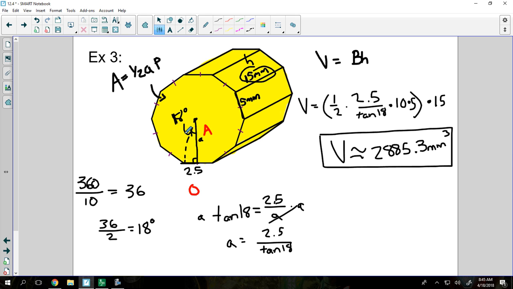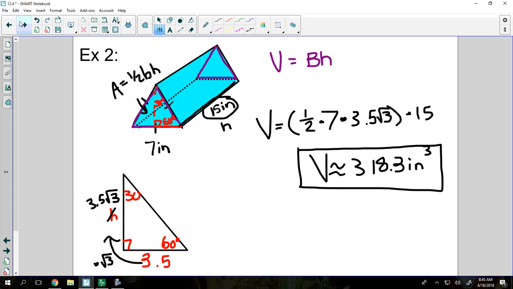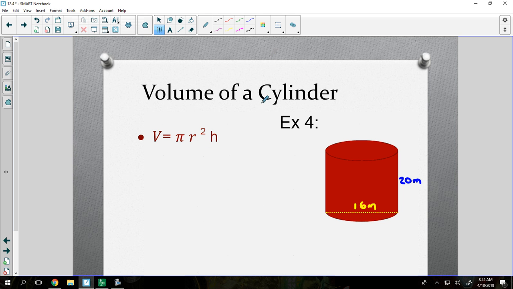If you need to watch that again because this had a decent amount of work to it, I would rewind it, look at it again until you understand it. I'm moving on though. The other shape we're working with today is the cylinder, and the volume of a cylinder is pi r squared h, where r is our radius and h is the height.